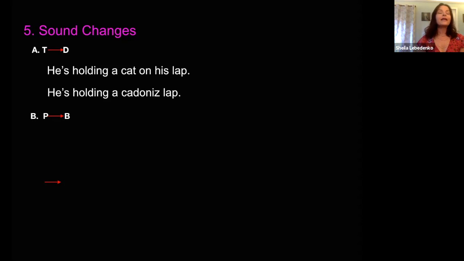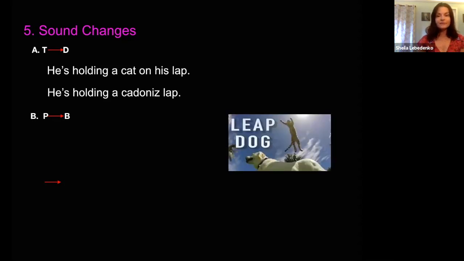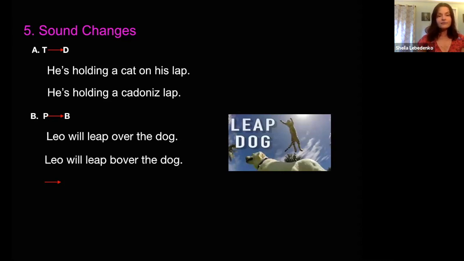Next, we're going to look at what happens to P. Leo will leap over the dog. Now, I don't want to say "Leo will leap... over." I don't want to disconnect leap and over, and I don't want to say leap over with a strong P. Those are things that are going to draw too much attention to the P, take attention away from the vowels where we want to be, and destroy your rhythm.